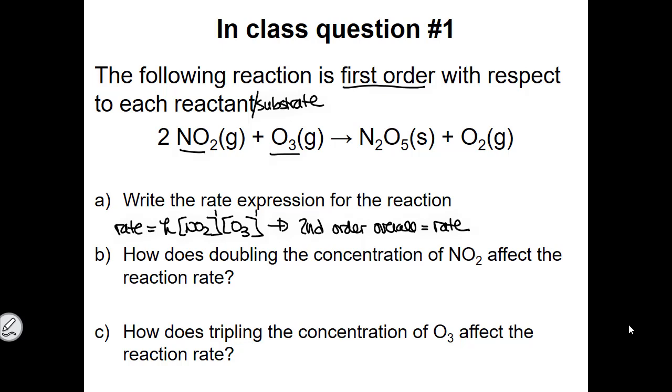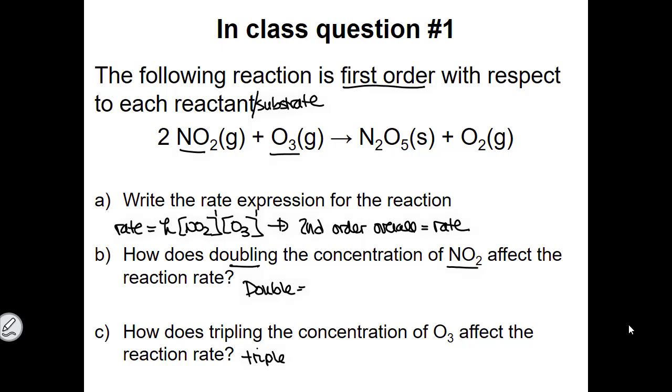All right, so the rate of the reaction is second order overall. And so if we double the concentration of one of the substrates, nitrogen dioxide, how would the overall reaction rate be affected? And so I just said that the reaction rate would also double. If we triple the concentration of ozone, how would that affect the reaction rate? Because it is also first order, it would triple. Okay, and so those are some of the questions that you may see. And again, there'll be some on your homework as well.